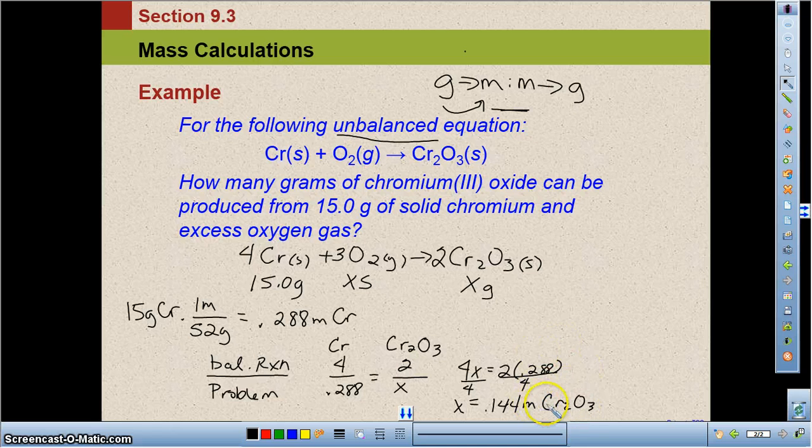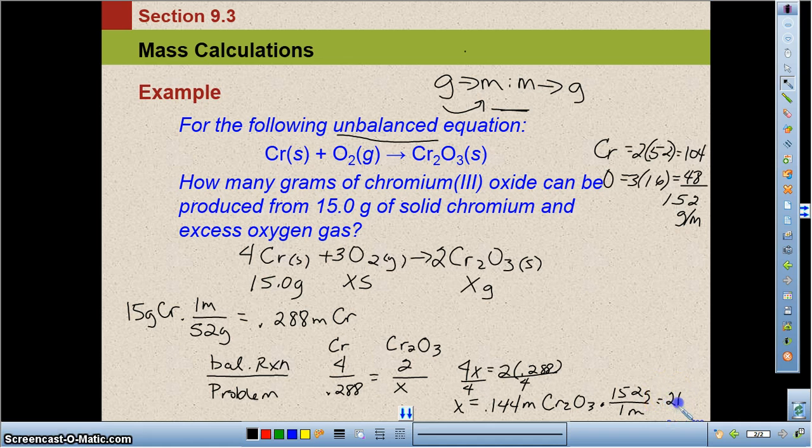However, in this case, we don't want moles of chromium-3 oxide, we want grams of chromium-3 oxide. So what you have to do is you have to figure out how much the chromium-3 oxide's molar mass is. This is going to be 104 for the chromium. We have oxygen at 3 times 16, which is going to be 48. So the mass of our chromium-3 oxide is 152 grams per mole. We're going to use that down here, and we are going to change that to moles, so times 152.